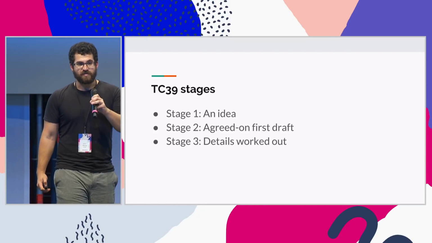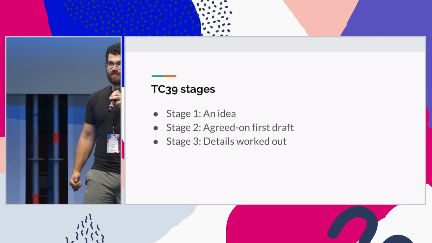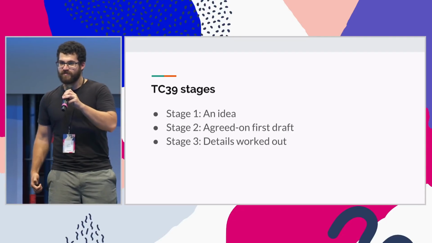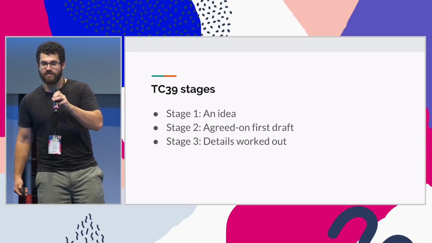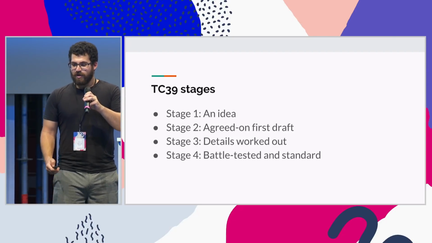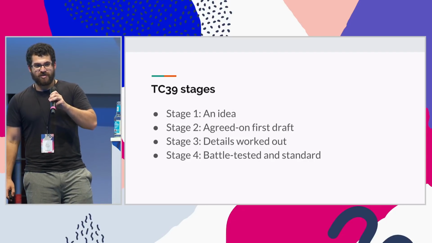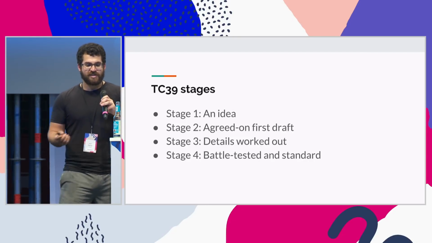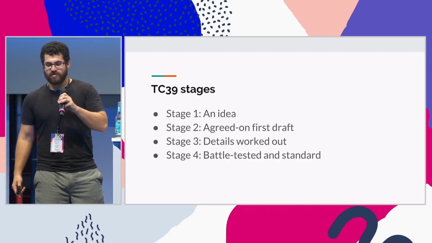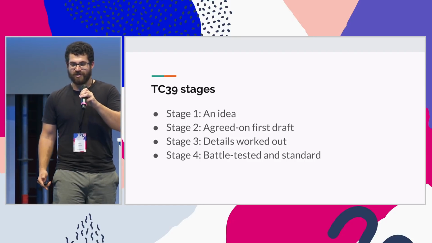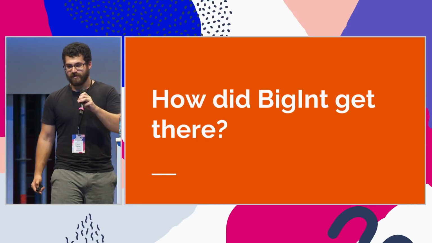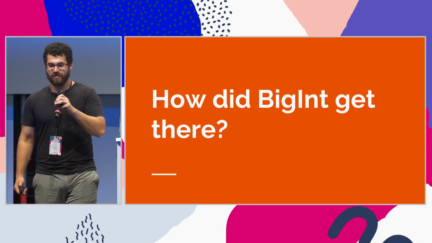By stage 3, all the details are worked out, and we have a complete first specification, and it's ready to go off to implementers. And by stage 4, we have multiple implementations and lots of feedback from real usage, and so we're ready to just make it part of the actual JavaScript standard. So how did BigInt go through this process?